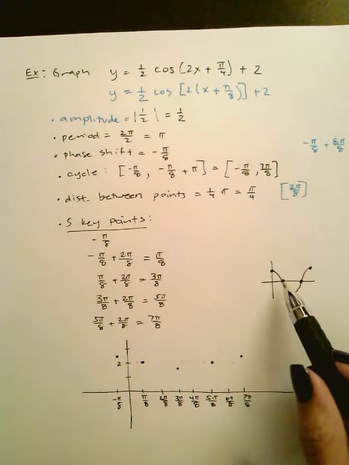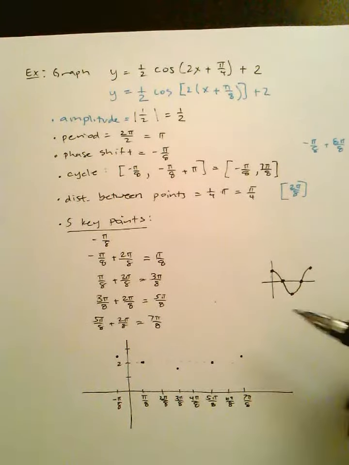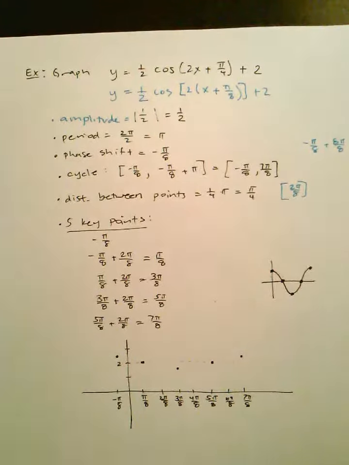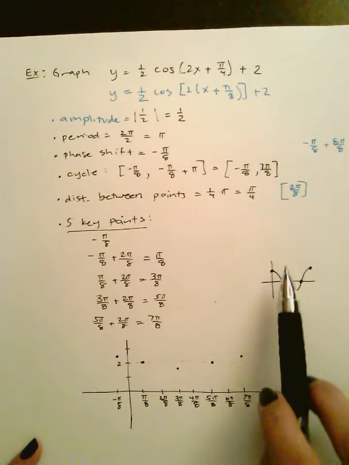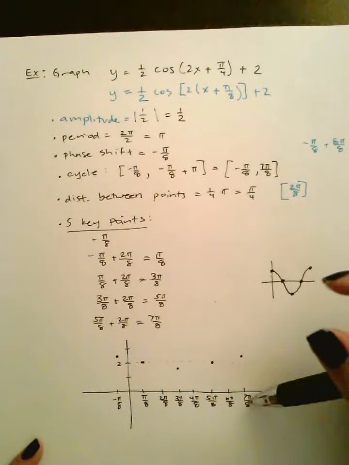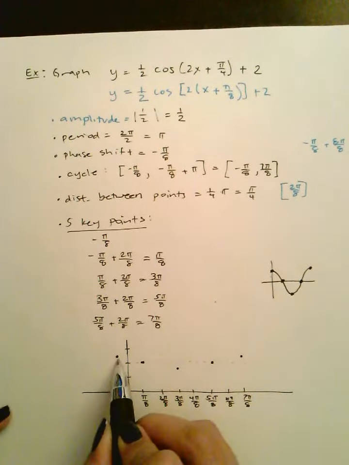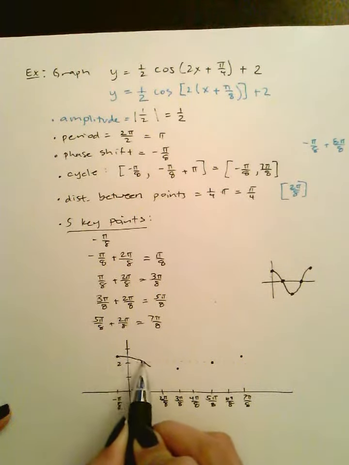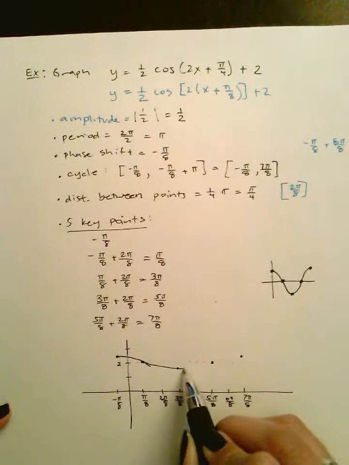So this function was shifted to the left, and think of it as being squished or compressed. It was shifted to the left, it was shifted up also, and then it was compressed. So we're going to go ahead and graph or connect our points as best as we can.